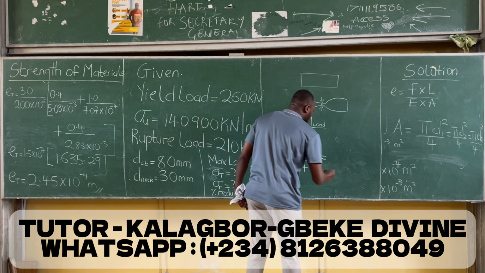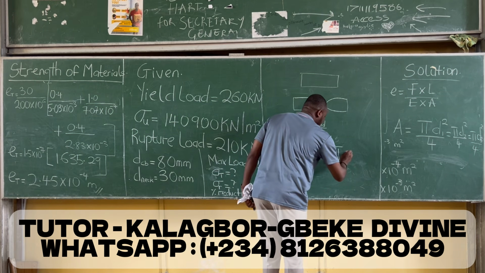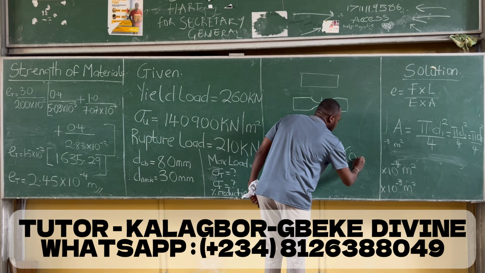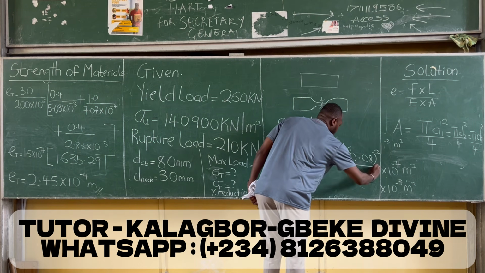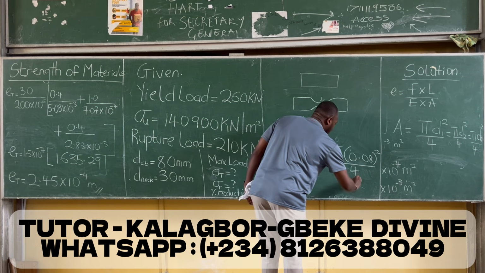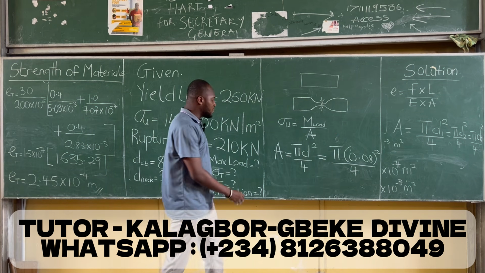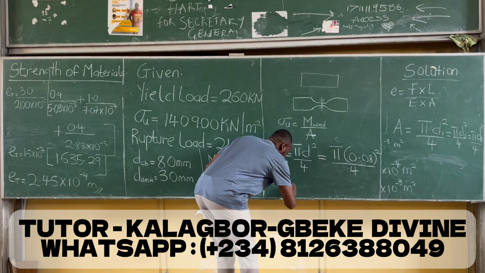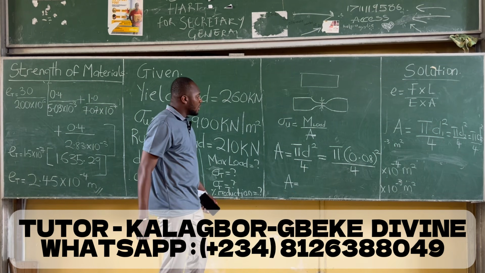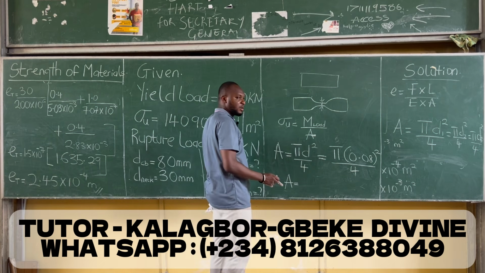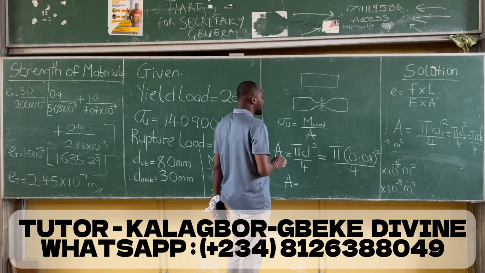So now the area will be equal to what? Pi, please punch your calculator, into 0.08 all squared all over 4. Please punch and give us our area. While you're punching, look up. One person should punch, the rest should look up.